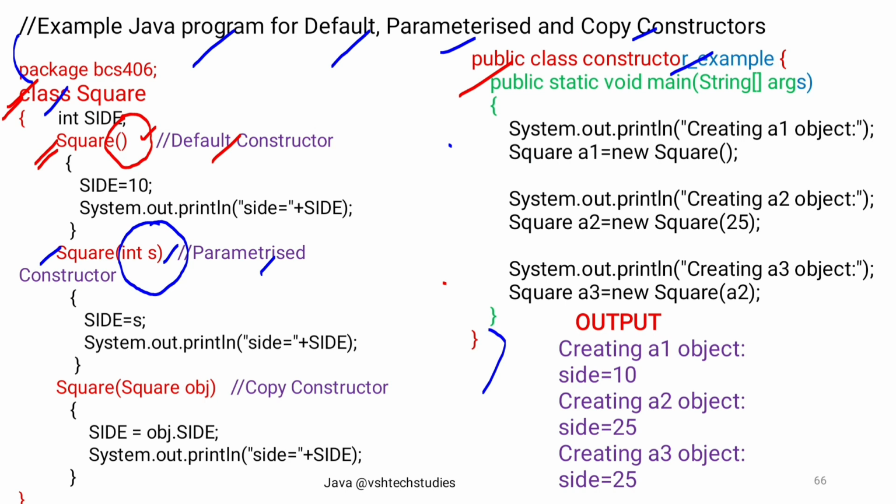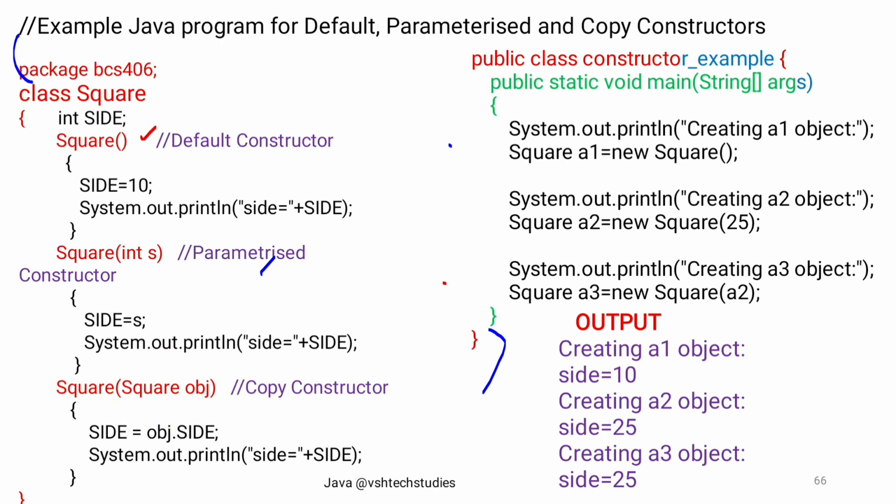Next, this is a copy constructor because it is also a method. Its name is the same as that of its class. It resides in its class, and it is accepting an object as a parameter. That is what a copy constructor is. That is regarding the definition, and according to the definition, this is how they are implemented here.